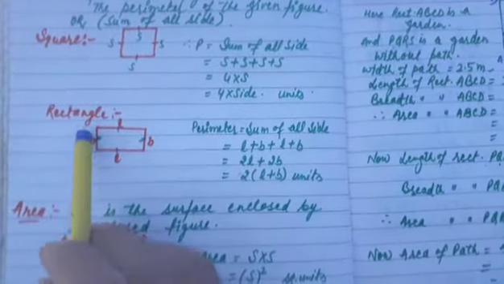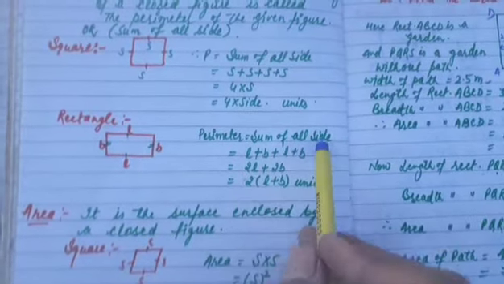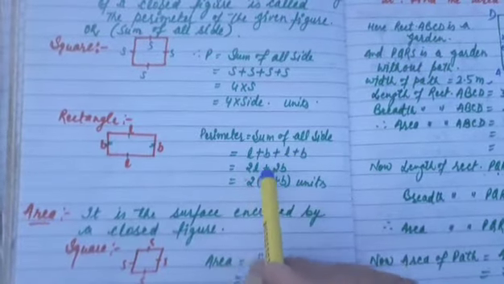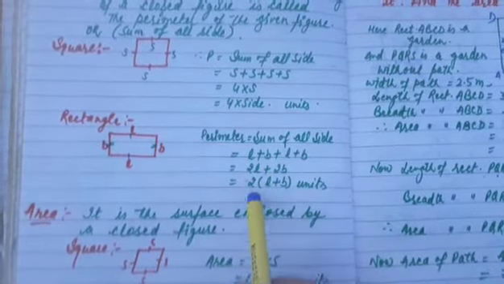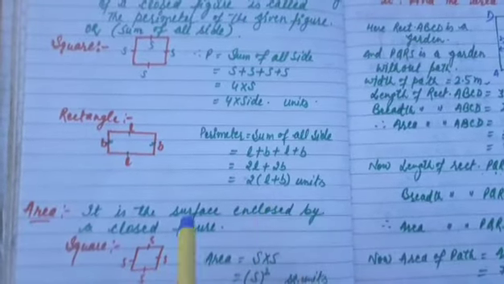Now in case of a rectangle, the opposite sides are equal. Again the perimeter is the sum of all sides: length plus breadth plus length plus breadth. That is 2 times length plus 2 times breadth. When we take 2 common, it is 2 into (L plus B) units.